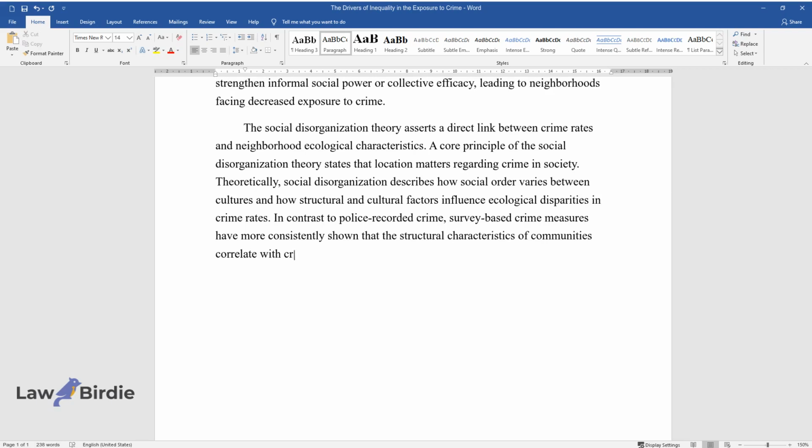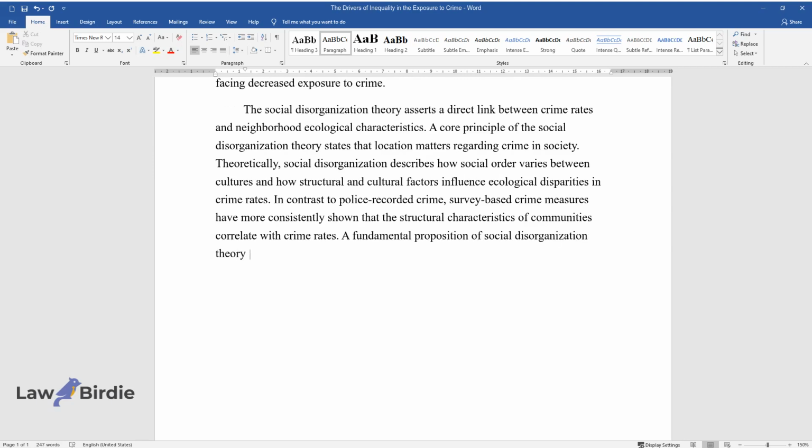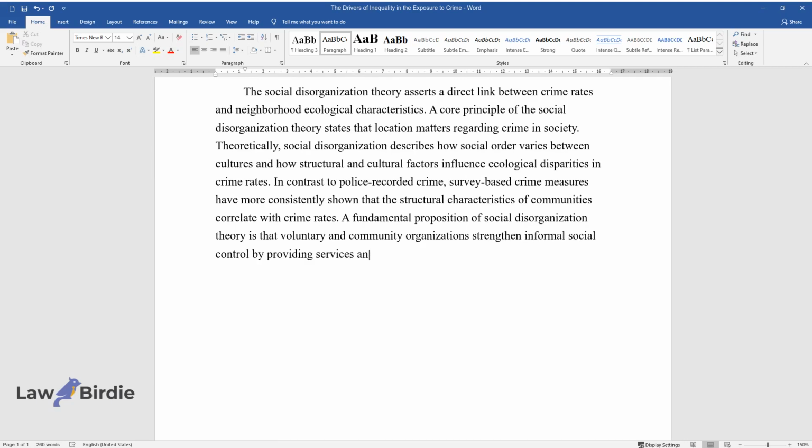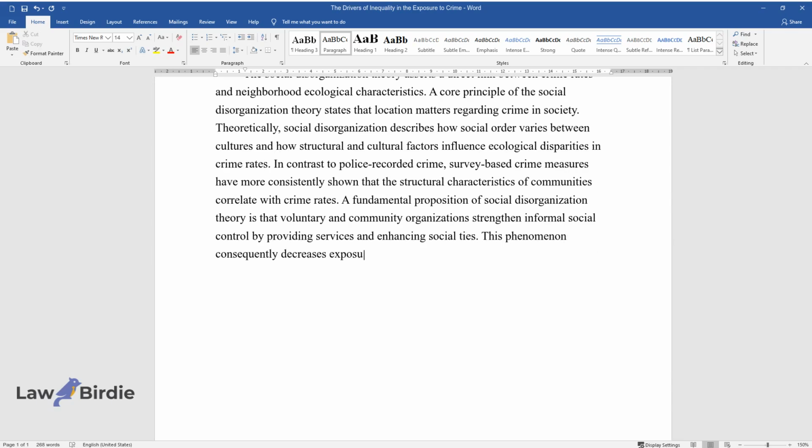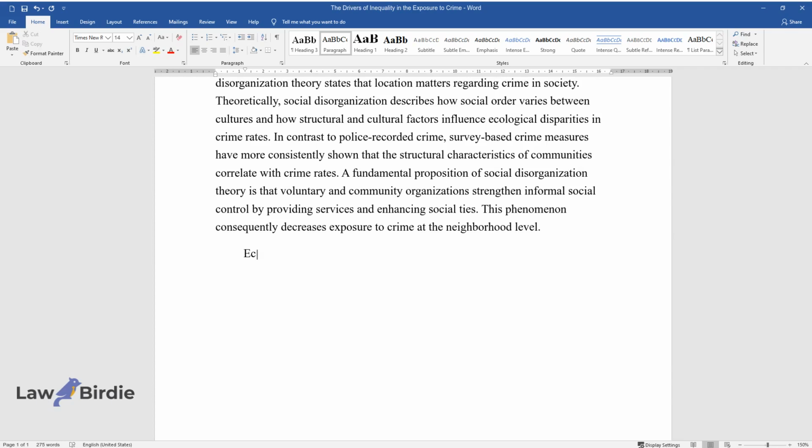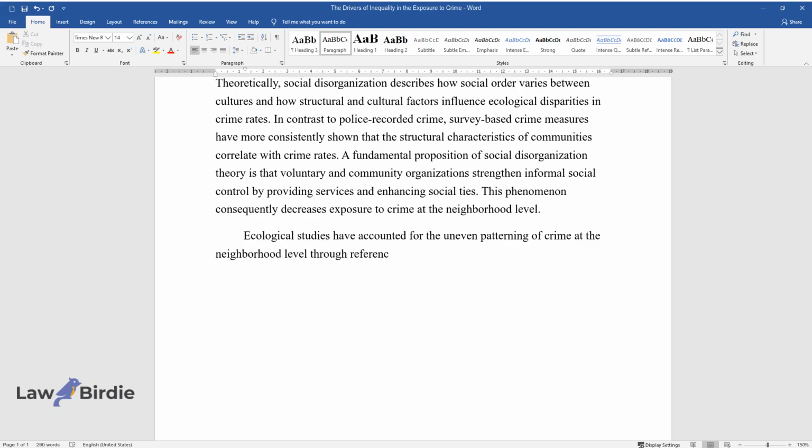A fundamental proposition of social disorganization theory is that voluntary and community organizations strengthen informal social control by providing services and enhancing social ties. This phenomenon consequently decreases exposure to crime at the neighborhood level. Ecological studies have accounted for the uneven patterning of crime at the neighborhood level through reference to structural characteristics, particularly the concentration of poverty.